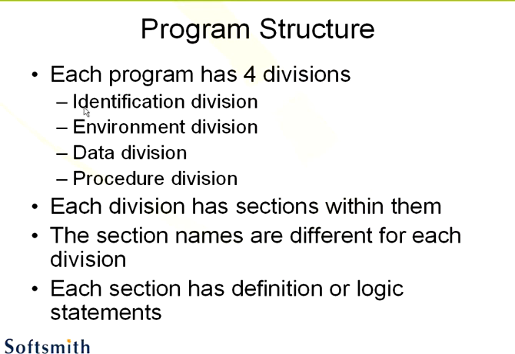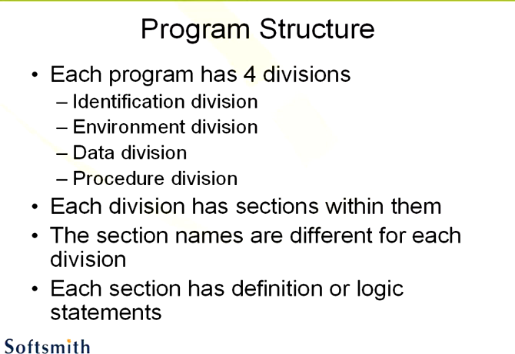The 4 divisions are identification division, environment division, data division, and procedure division. Identification division is used for documentation. Environment division will tell on which type of computer we are going to run the program. Data division simply deals with the variables that we are going to use in the program. Procedure division is the statements or steps in the program, the logic of that.